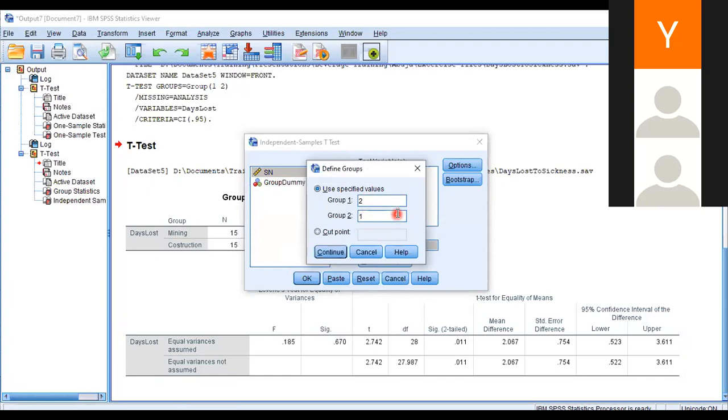What I did before was to put 1 for the first group because that's mining. I coded 1 and I put 2 for the second one. What it does is remove 2 from 1 to give us that difference. But now I want to put construction first, and mining second, so that I remove mining from construction. You know the mean of mining is higher than that of construction. You see what will happen.